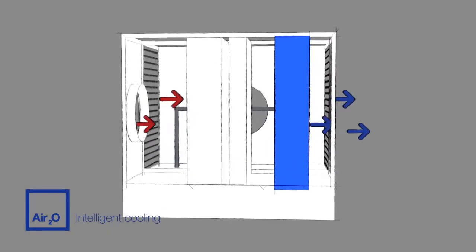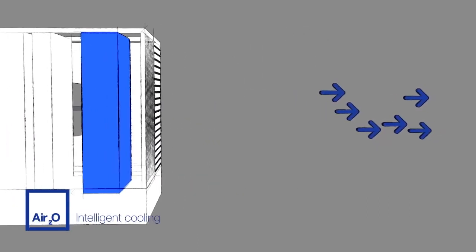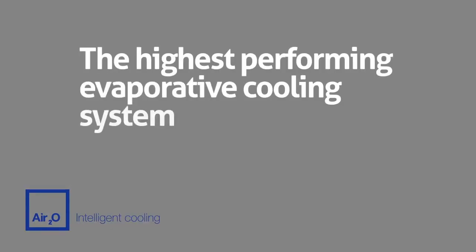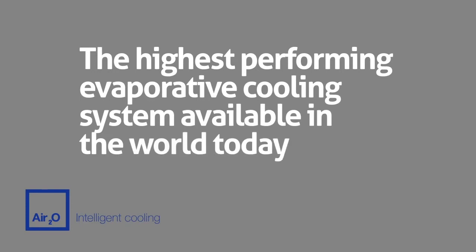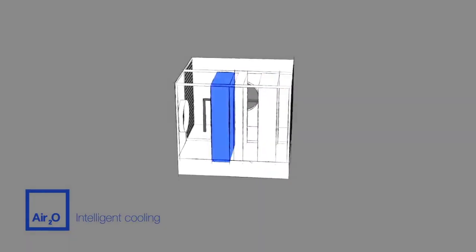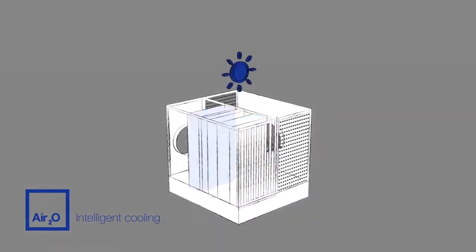The air is then further cooled as it passes the second cooling stage, direct evaporative cooling. The combination of these two stages delivers the highest performing evaporative cooling system available in the world today. Air2O has a unique ability to become hybrid and incorporate traditional refrigerant or chilled water cooling coils.